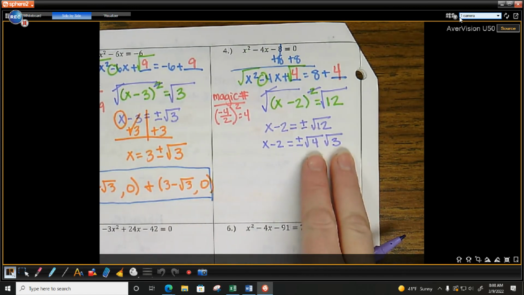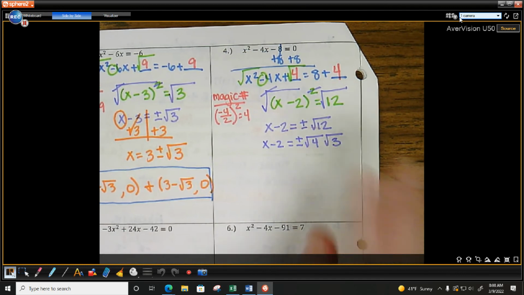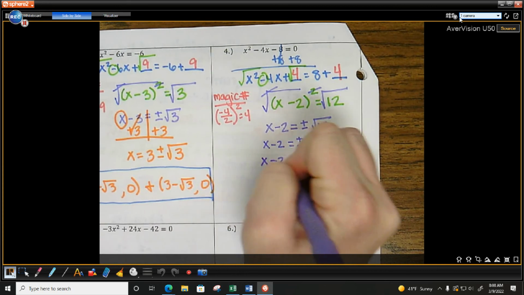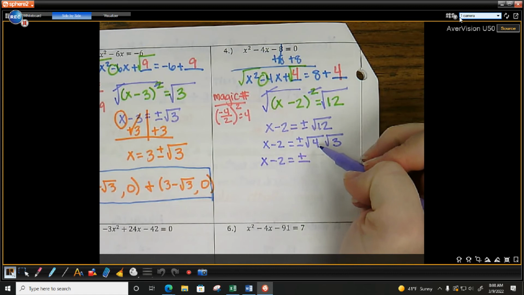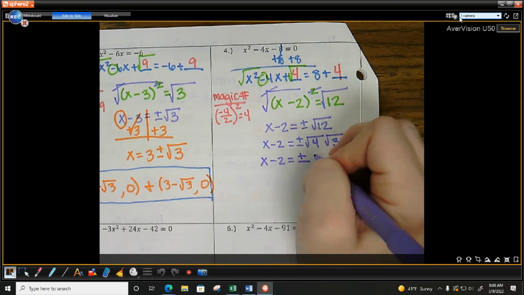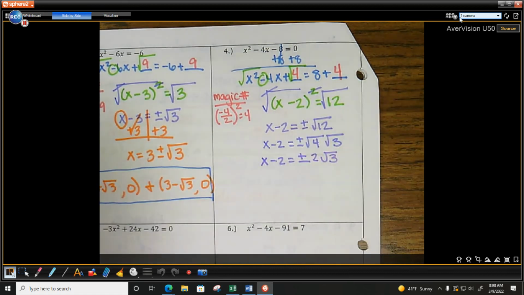So x minus 2 equals plus minus. What is the square root of 4? 2. 2 square root 3. We go with that? That's how you simplify the square root of 12. Okay? Now we're going to solve for x.